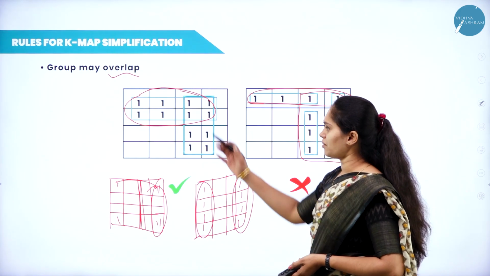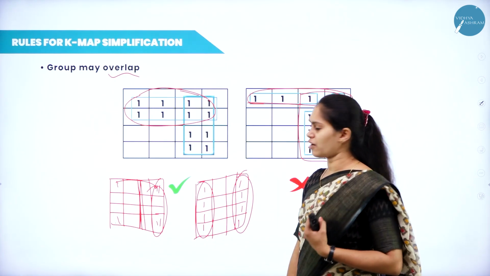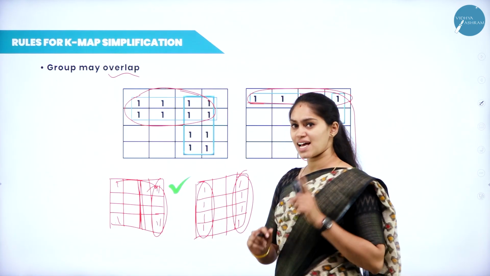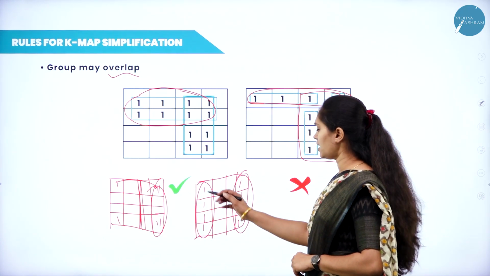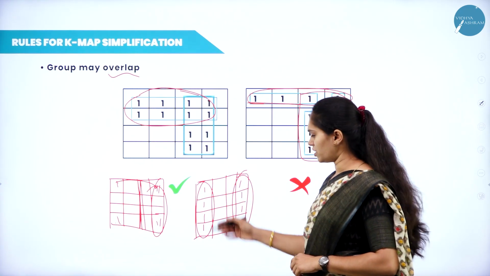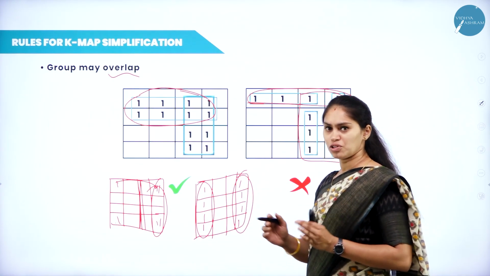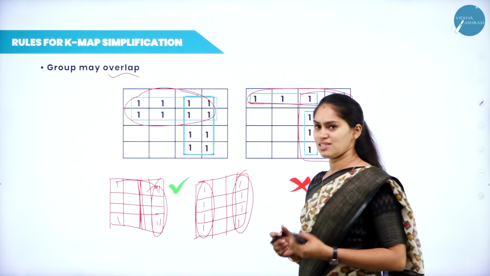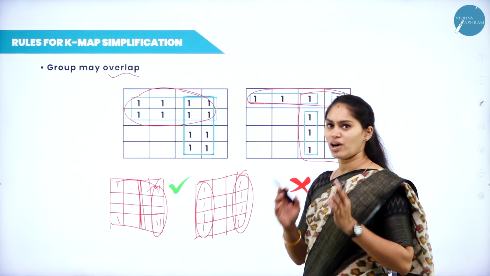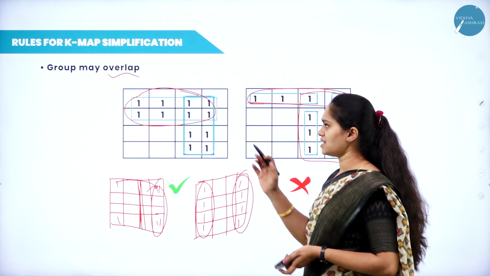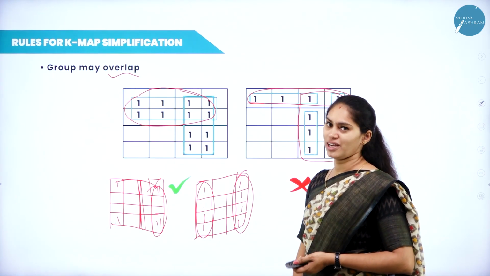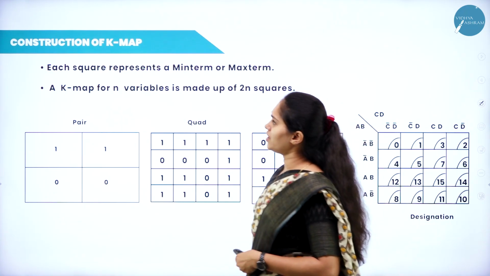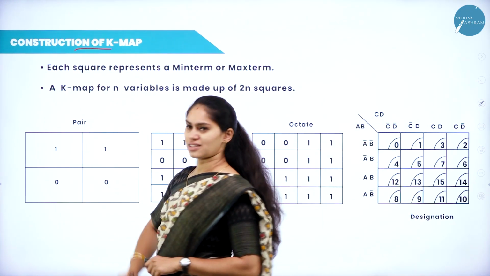Then groups can be overlapped, and we also have to mark all the 4 corners as 1 quad instead of considering them as identical values. And here also, if I have consecutive ones in both the corners, then I have to use the map rolling concept. Then I will consider this as 1 octet. So these are the rules. If you follow them, it will be easy to simplify the Boolean expression. We'll see the next one, that is how we are going to construct the K-map.